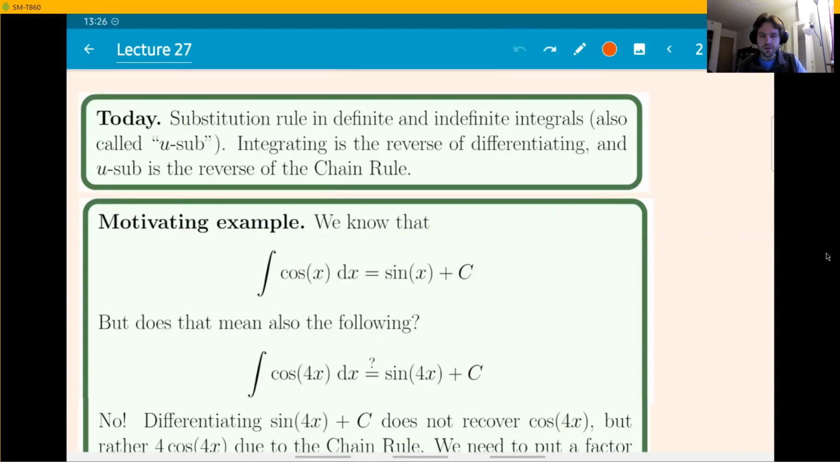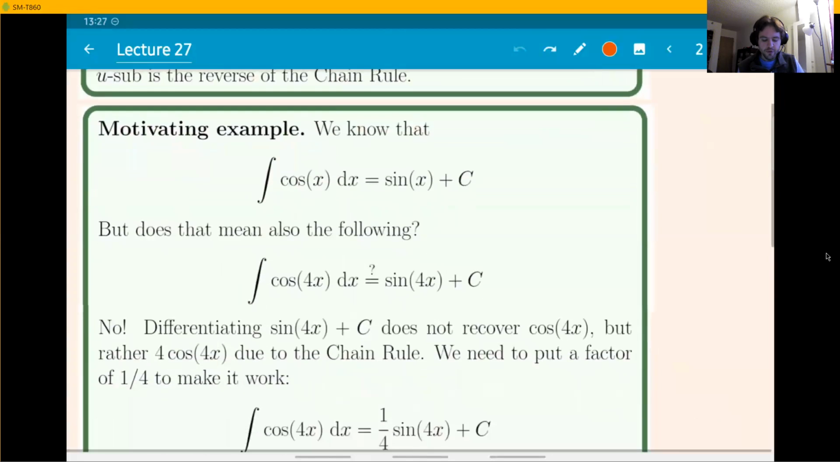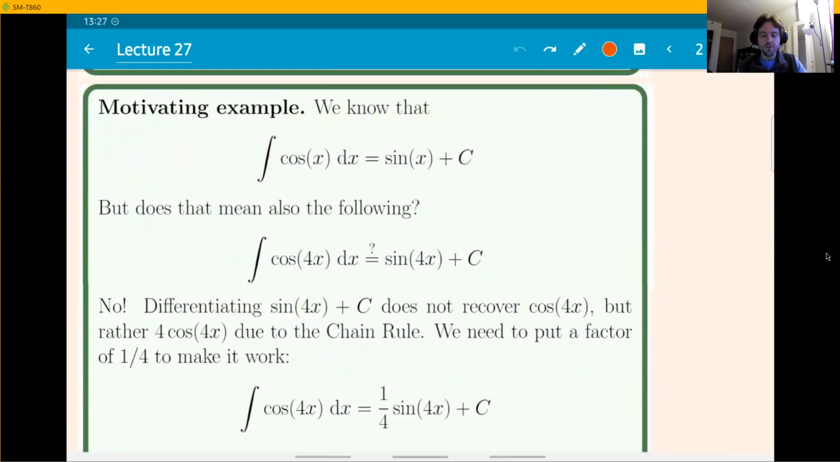And how do we understand it? We've seen how integrating is the reverse of differentiating. And as it turns out, the U sub is going to be the reverse of the chain rule. So I'm going to have two motivating examples for you here. Here's one of them. We know that the integral of cosine is sine. Sine is a function whose derivative gives you back cosine. Or if you want to be more precise, then you have this plus c as well.